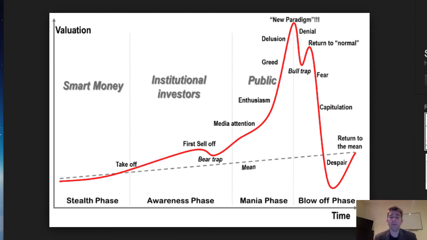With all the talk of bubbles, some people think that cryptocurrencies are in a bubble, some people think that tech stocks are in a bubble. Let's have a look at historically what a bubble looks like, and let's see if we can see any similarities with what's happening now with any of the current markets.